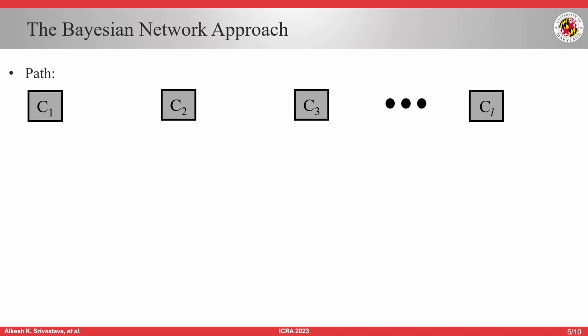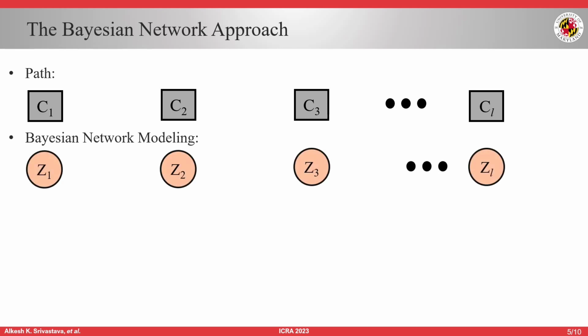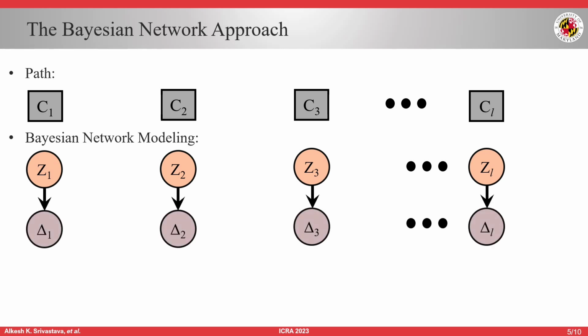Now, we know that in each of these cells, there may be a hazard or there may be a target, as was discussed earlier. Now, to model this Bayesian network, we'll first assume that in each of these cells, there can be a hazard Z. Now, each of these hazards in their respective cell may cause the destruction or the trapping of the robot. That is denoted by delta. So each of these hazards may cause the trapping of the robot, which is shown over here by delta. And there is a causal link between hazard Z and trapping or destruction of the robot, delta.